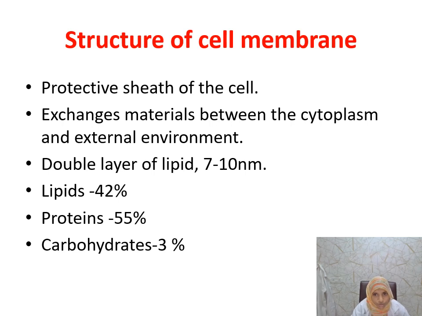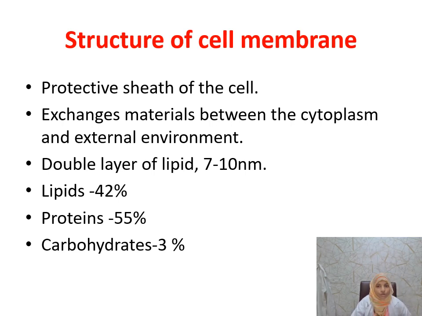Now, what is the structure of a cell membrane? We'll see it in a bit detail. Our cell membrane is a protective sheet of the cell. It helps in exchanging the material between the cytoplasm and the external environment. As I have explained to you in the previous slide, the lipid layer of our cell membrane is arranged as a double layer, and the thickness is 7 to 10 nanometers.